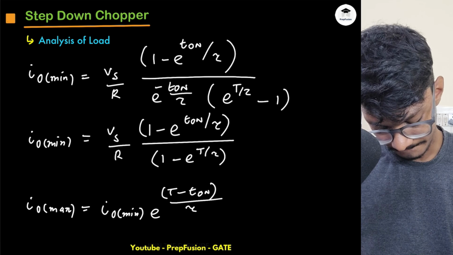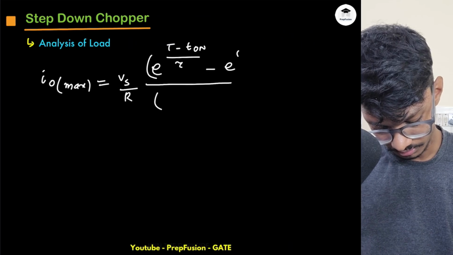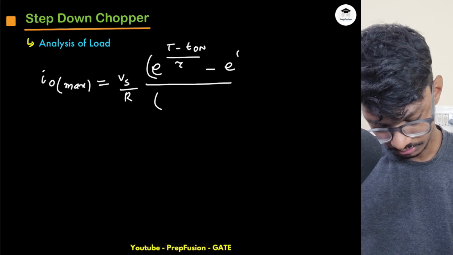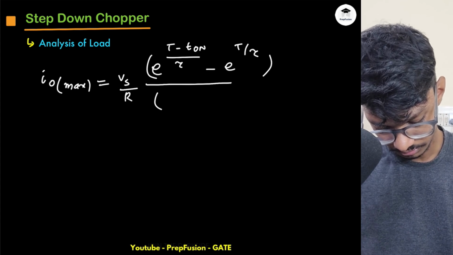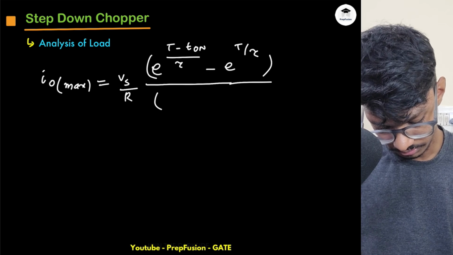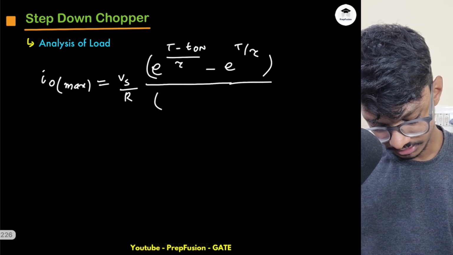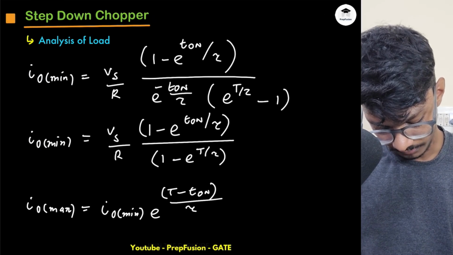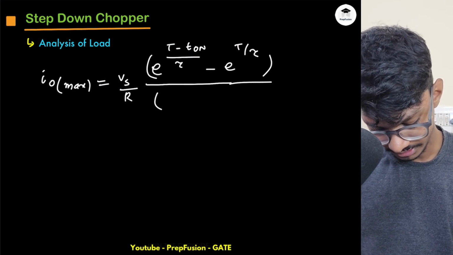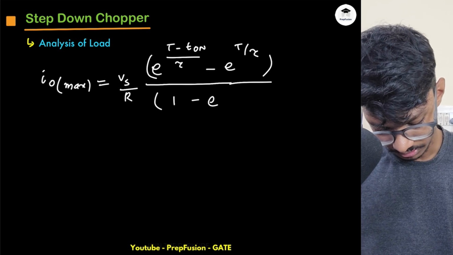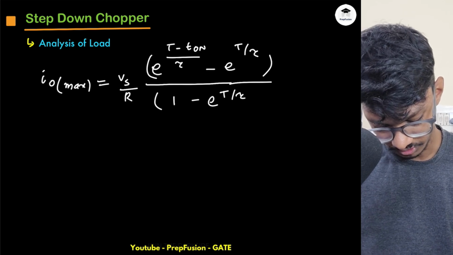Minus e raised to power t divided by tau. And what will this be? This will be the same, right? This will remain the same. This is 1 minus e raised to power t upon tau. This is not 2, mind you. This is tau only.